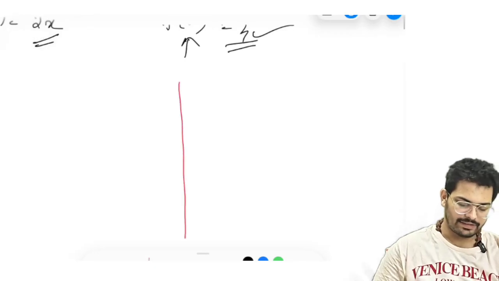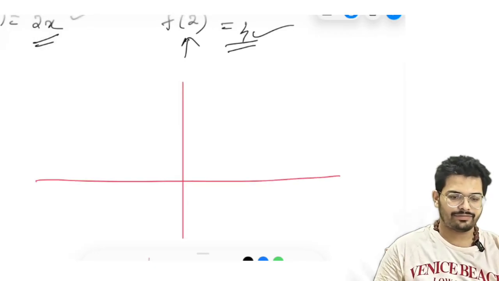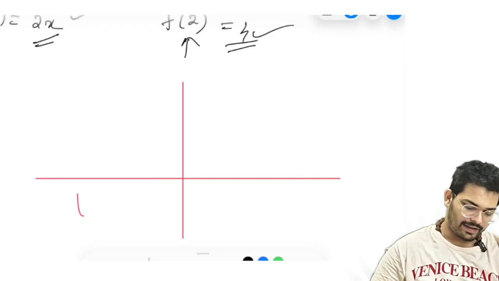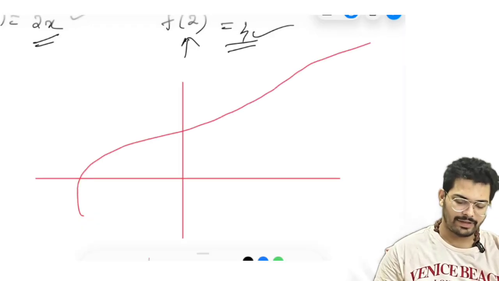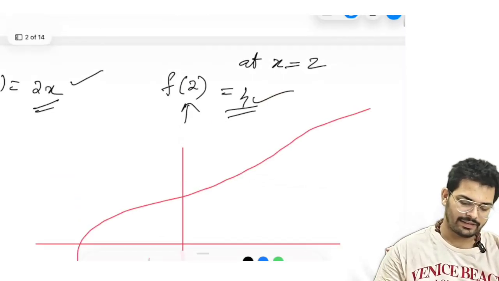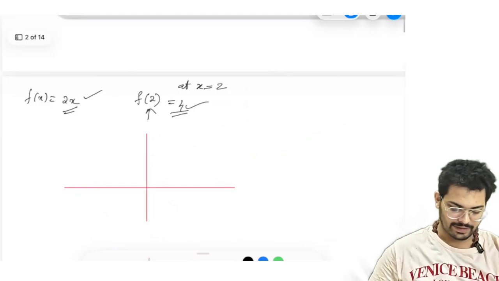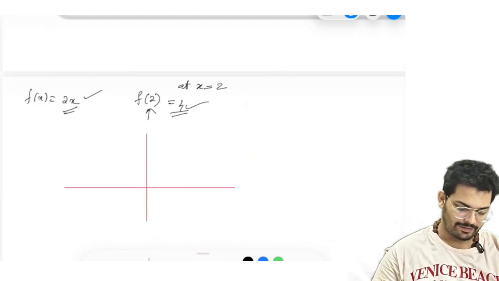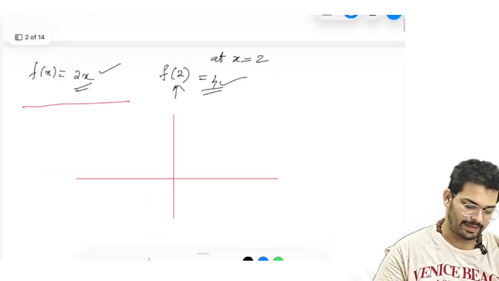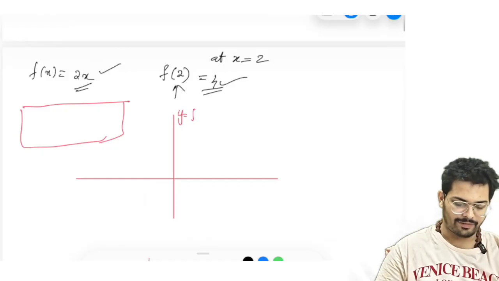Coordinate axis, that is the coordinate axis. This function will have some value. That means in this case, the function is f of x equal to 2x. F of x equal to 2x will be a straight line graph. If you want, you can draw it like this also. F of x means the y axis will give the f of x value.